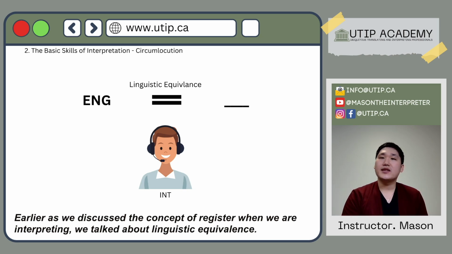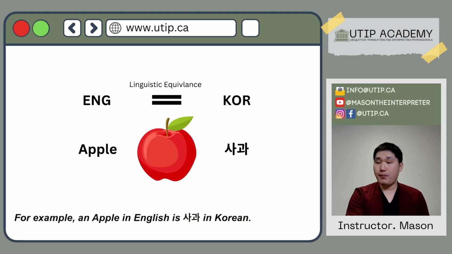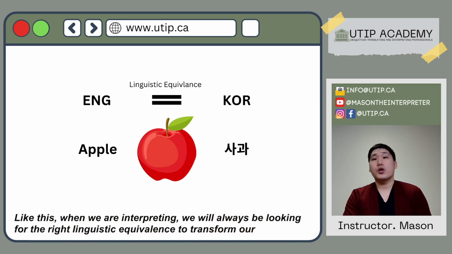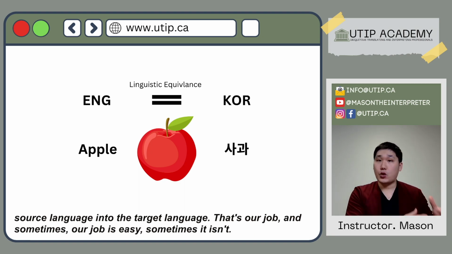Earlier, as we discussed the concept of register when we are interpreting, we talked about linguistic equivalence. For example, an apple in English is 사과 in Korean. Like this, when we're interpreting, we will always be looking for the right linguistic equivalence to transform our source language into the target language. That's our job. And sometimes our job is easy, sometimes it isn't.